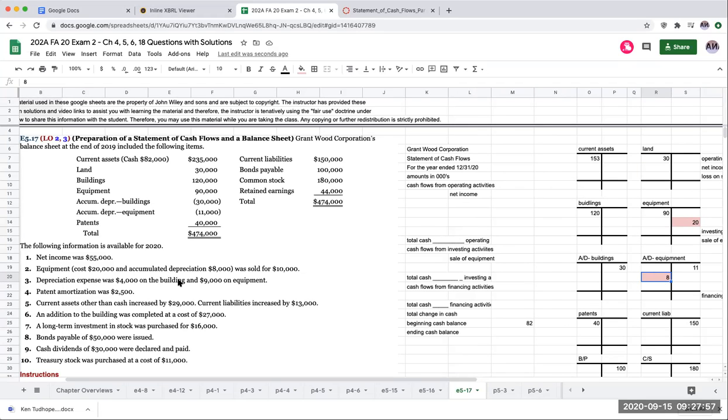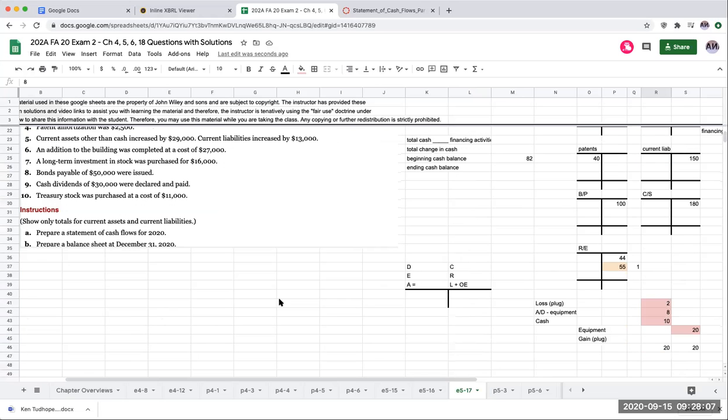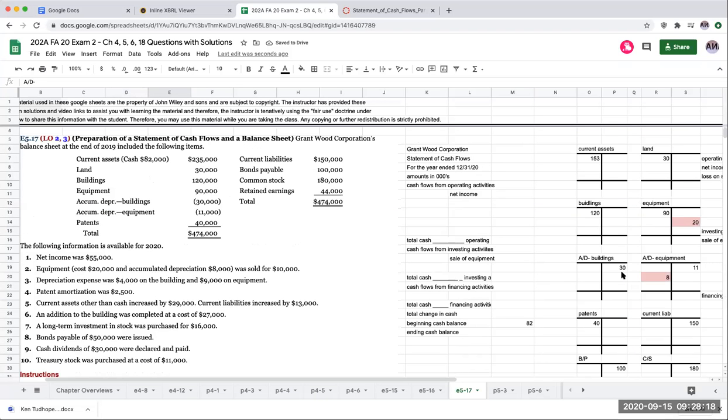Okay, so depreciation expense was 4,000 on the building and 9,000 on the equipment. So if I was doing this as journal entries, I'd have depreciation expense, and then I would have accumulated depreciation accordingly. So since we're just dealing here with the cash flow, let's go ahead and then say for the accumulated depreciation on the buildings. So depreciation expense was 4,000 on the building. It was 9,000 on the equipment.